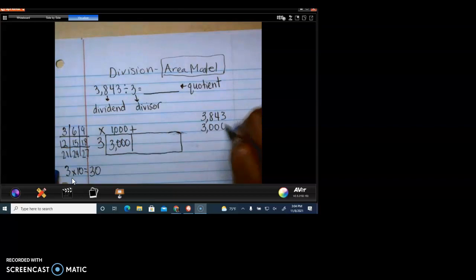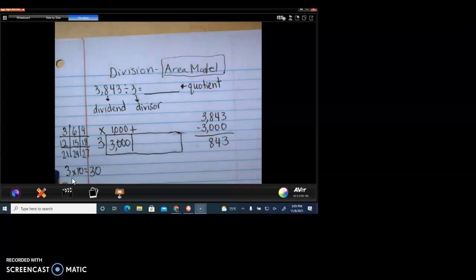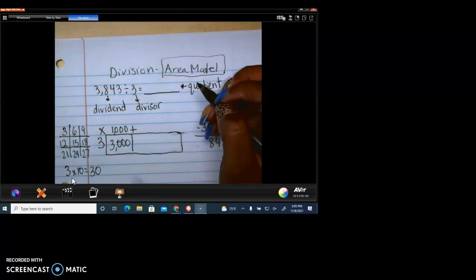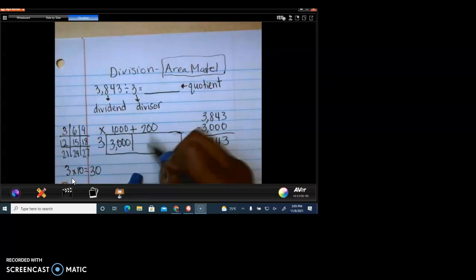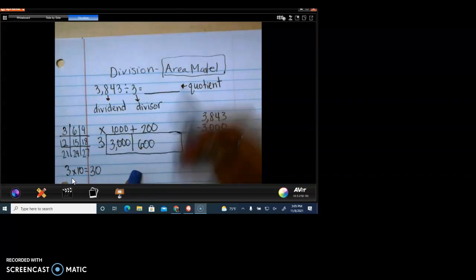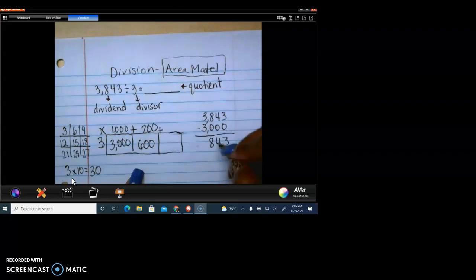Look. So now that only leaves me 843 left over, I can do this. So, 3 times something will give me close to 84. Well, I'm looking over here. I don't have anything right away. So let's just go for something friendly. 3 times another 200. Yes. 3 times 200 is 600. Remember? 3 times 2 is 6. Add the zeros. See? That makes things easier.